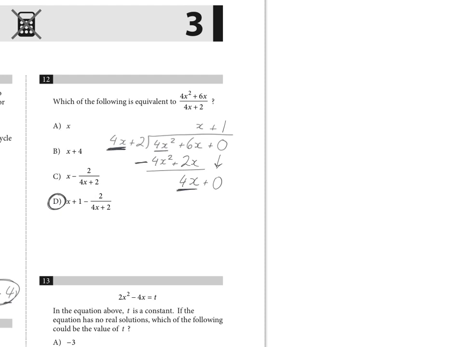Now, if I were really confident, I'd move on. But we can also double check. 1 times 4x is 4x, and the 1 from up top times the 2 is 2. When you subtract, you get 4x minus 4x is nothing, and 0 minus 2 is negative 2. So here's how you rewrite it: x plus 1 plus negative 2 over the divisor, which is 4x plus 2, and that does match D.